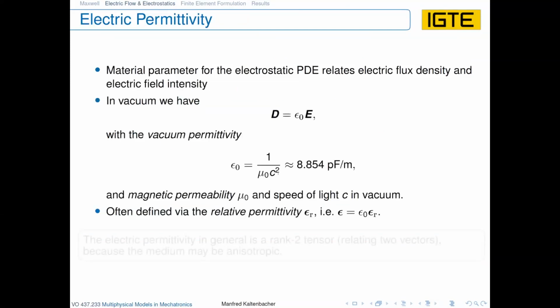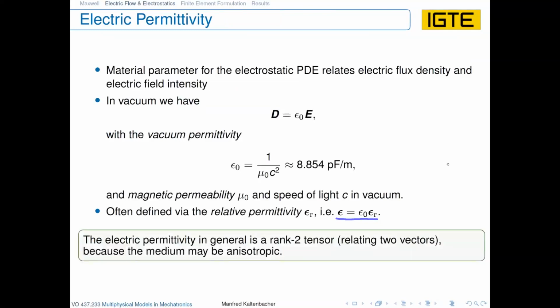In a general case, the permittivity can be decomposed, for the isotropic cases, into a relative permittivity and the permittivity in vacuum as shown here. If we are also interested in computations with anisotropic material behavior, then this epsilon becomes a rank 2 tensor, which is a 3x3 matrix, and defines the relation between D and E. Clearly not easy. For such cases you need appropriate measurements to get all the entries of this rank 2 tensor.